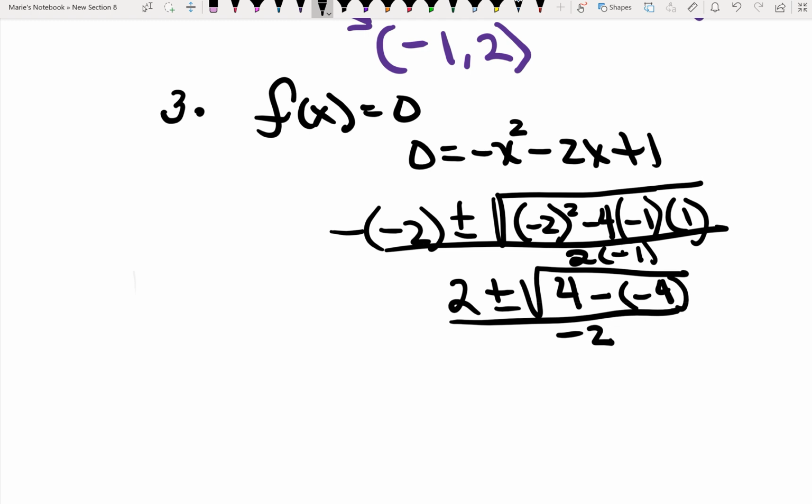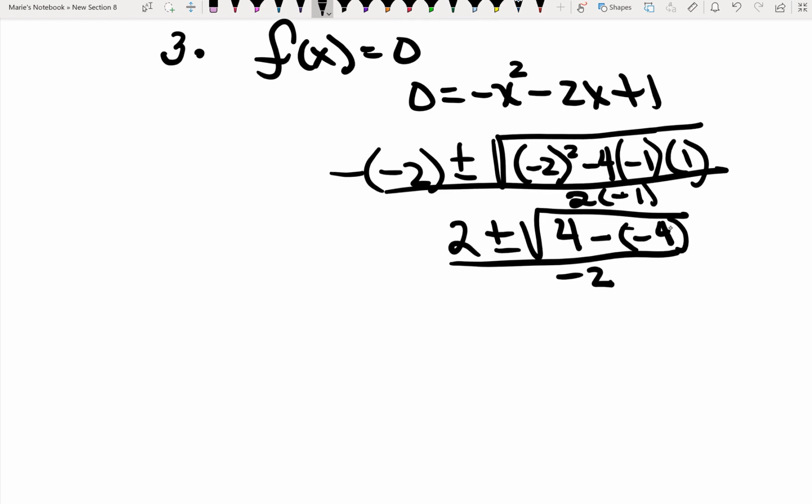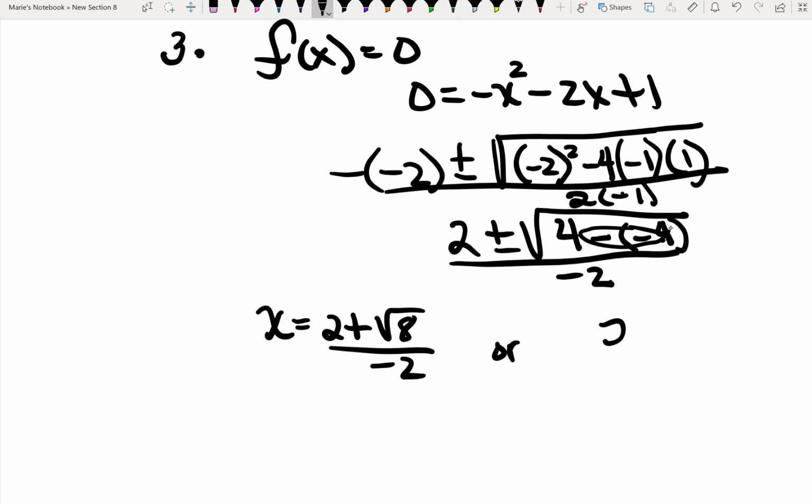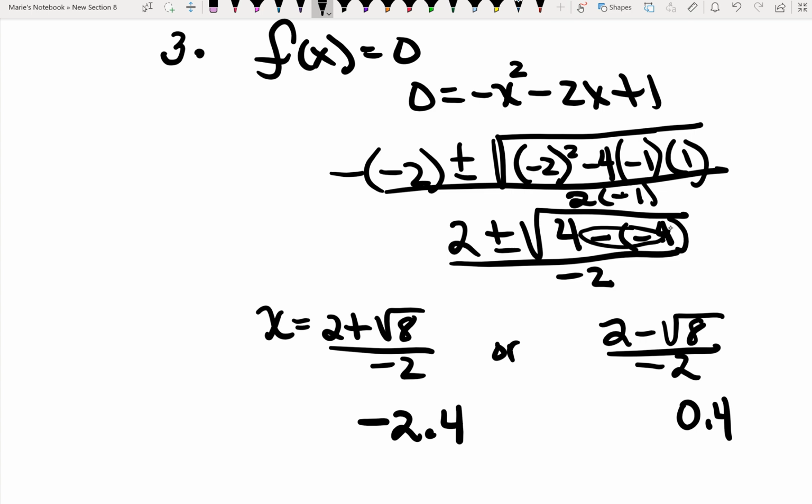All right, so this leaves us with, this becomes 16. Or I'm sorry, this becomes 4 plus 4, so the square root of 4 plus 4 is the square root of 8. So we have x is equal to 2 plus the square root of 8 over negative 2, or we have 2 minus the square root of 8 over negative 2. In terms of their decimal equivalent, this is approximately 2.4, and this is approximately 0.4, and those are the two values for x.